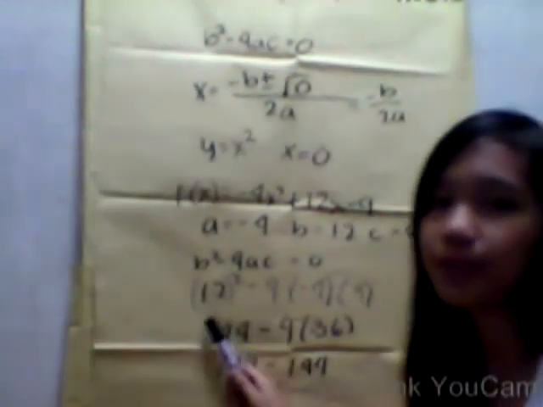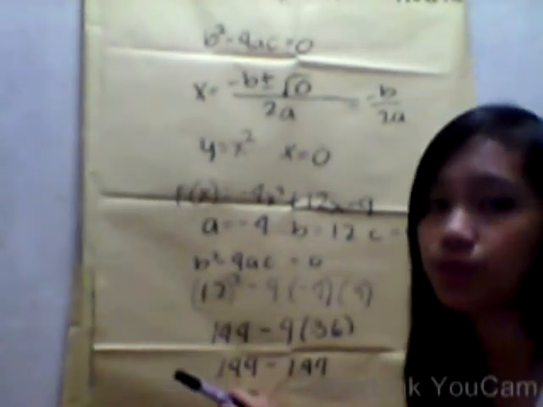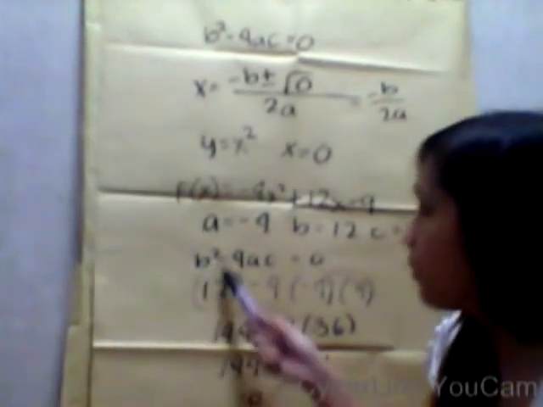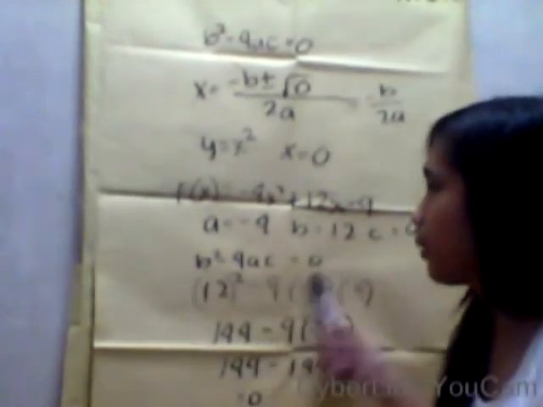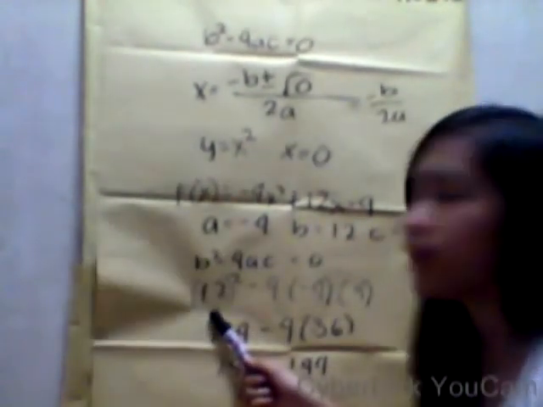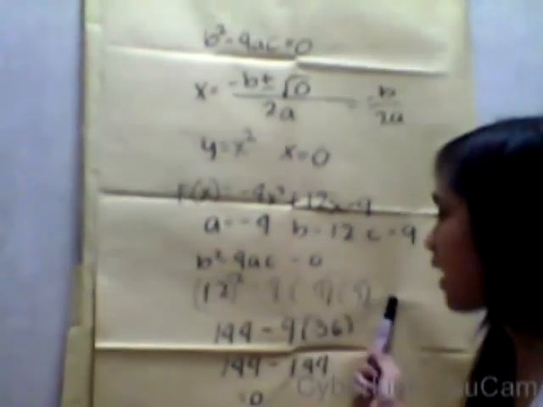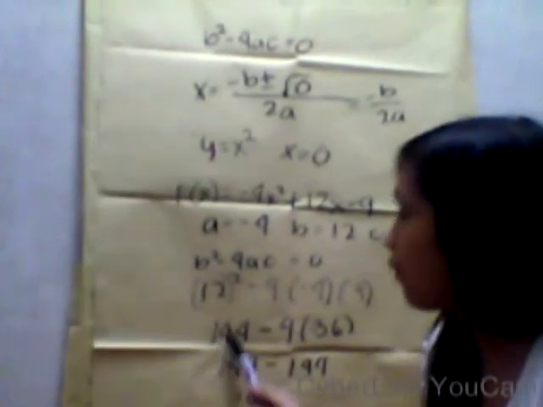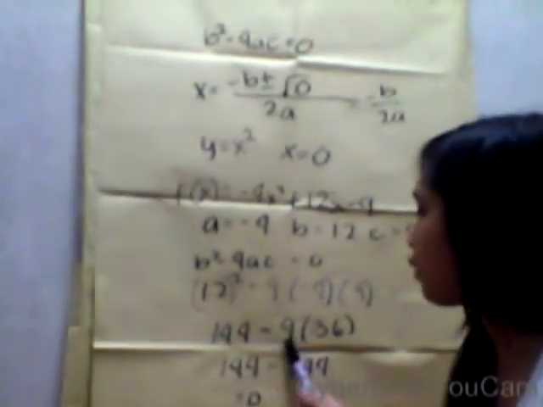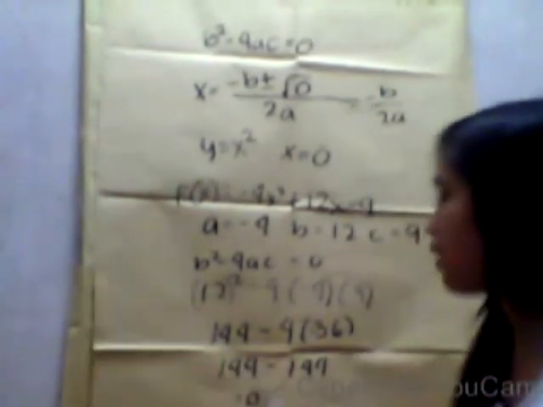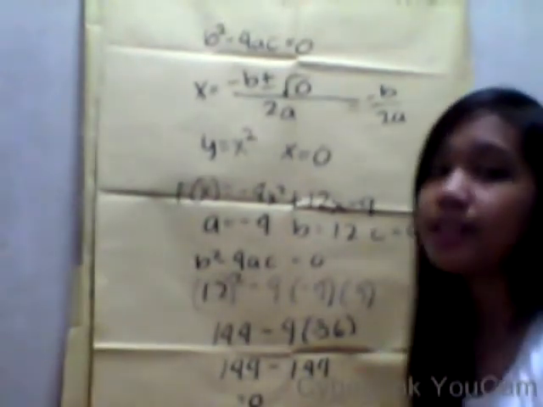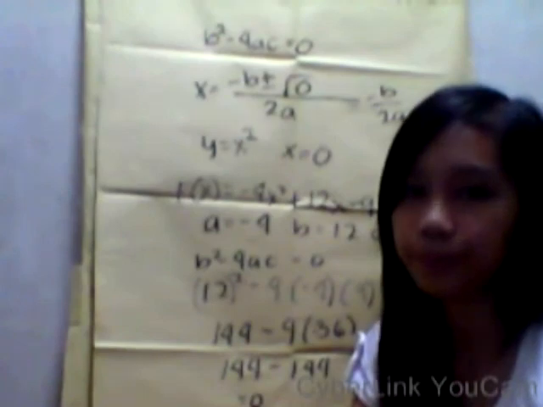Notice that the discriminant of f of x is equal to 0. b squared minus 4ac is equal to 0. So, 12 squared minus 4 times negative 4 times negative 9 is equal to 144 minus 144, which is equal to 0.